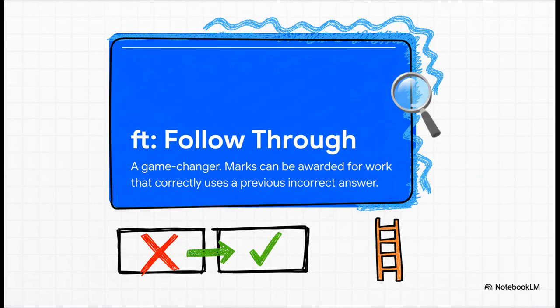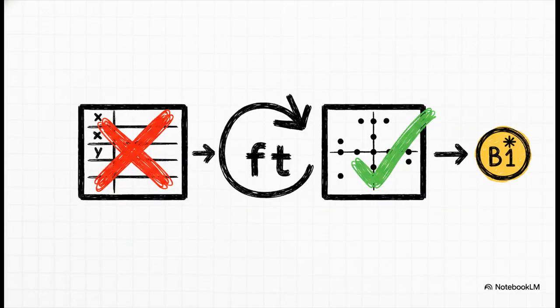It stands for follow through, and honestly, it is a total game changer. It's basically a lifeline. It means the examiner is literally instructed to mark your work based on your previous answers. So a mistake in Part A doesn't have to be a complete disaster for Part B. So how does this work in practice?